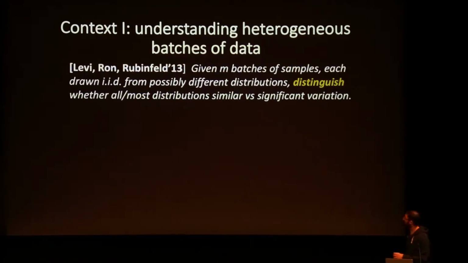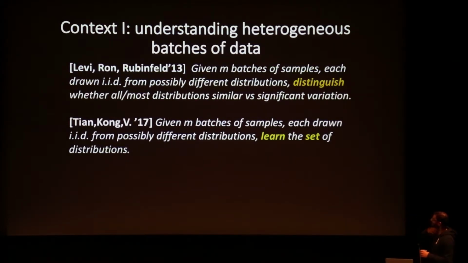Okay, so a tiny bit of context. There has been at least some previous work on understanding what happens when you have a bunch of batches of data, possibly from heterogeneous users. There's this work of Levy, Ron, and Rubenfeld, which considers the case where you have lots of batches of data, and you just want to do this identity test. You want to distinguish the case that, say, all or most of these batches are drawn from the same distribution, from the case where maybe a significant fraction of these batches are drawn from distributions that are significantly different. Okay? And they give very strong positive results in this flavor.